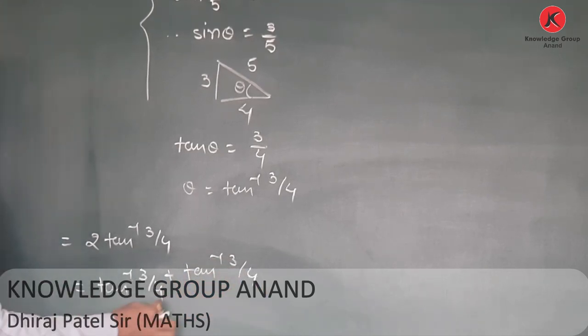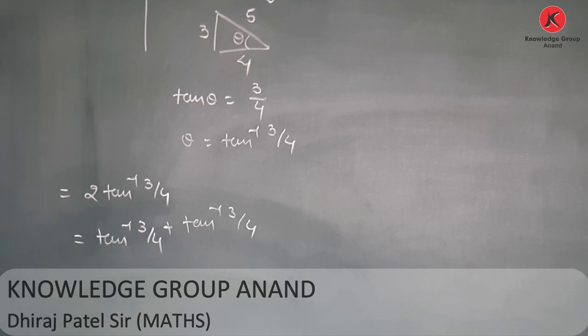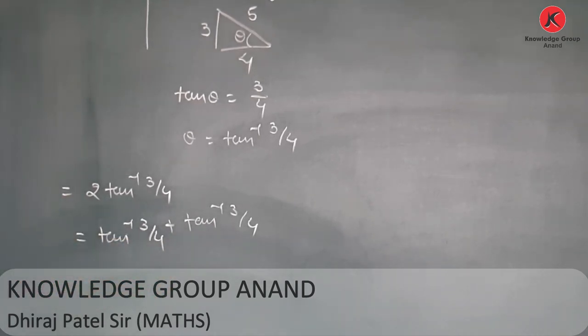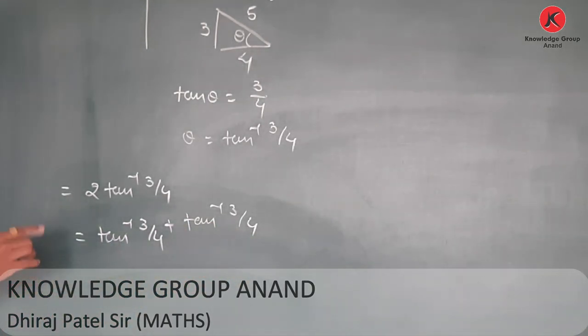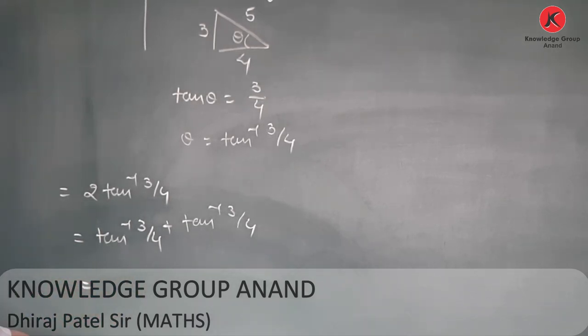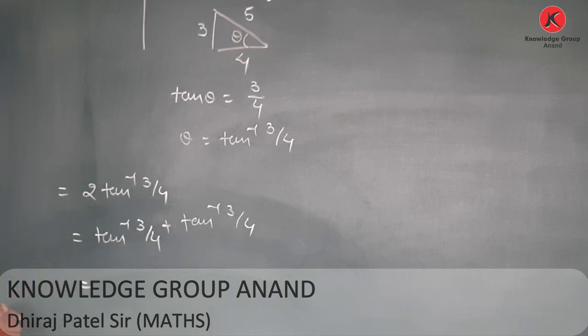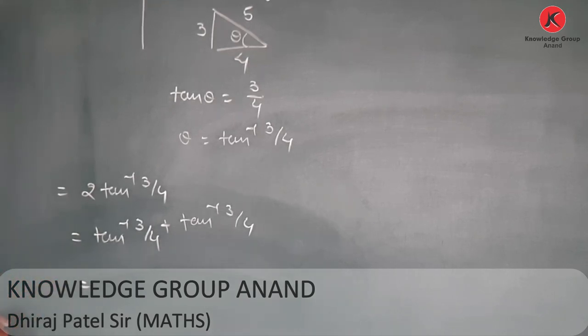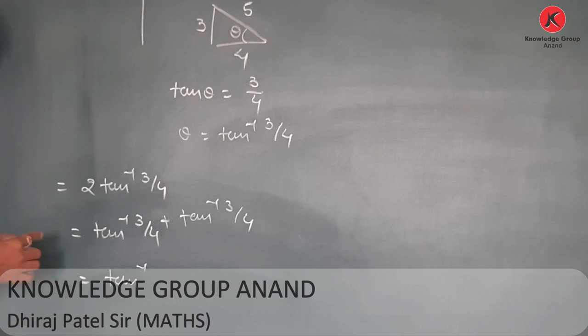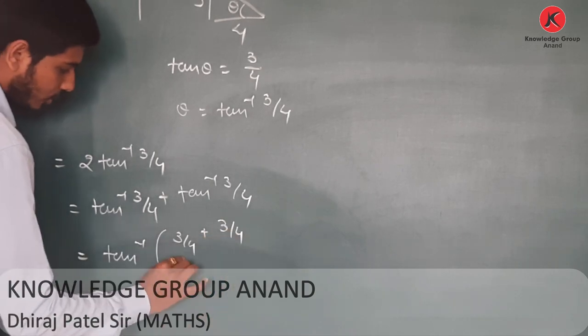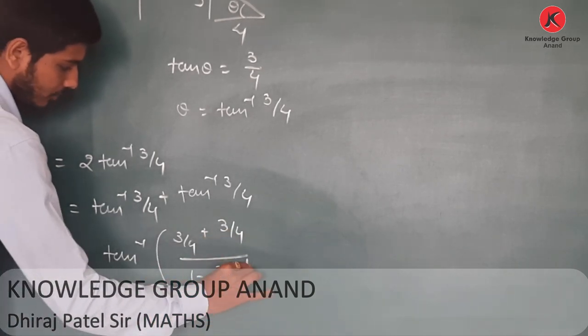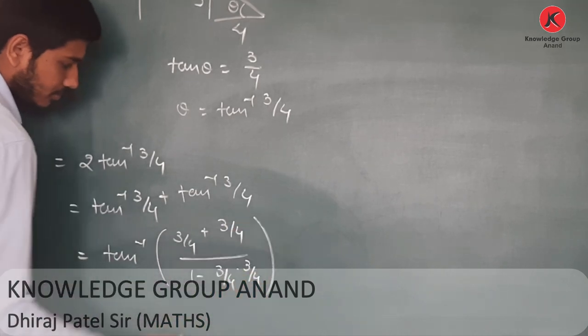Tan inverse x plus tan inverse y. First, we have to check whether xy is greater than 1, less than 1, or equal to 1. So check 3 by 4 into 3 by 4. That means 9 by 16, which is less than 1. So the formula is tan inverse x plus tan inverse y equals tan inverse of x plus y upon 1 minus xy. Here x is 3 by 4 and y is 3 by 4. So tan inverse of 3 by 4 plus 3 by 4 divided by 1 minus 3 by 4 into 3 by 4.